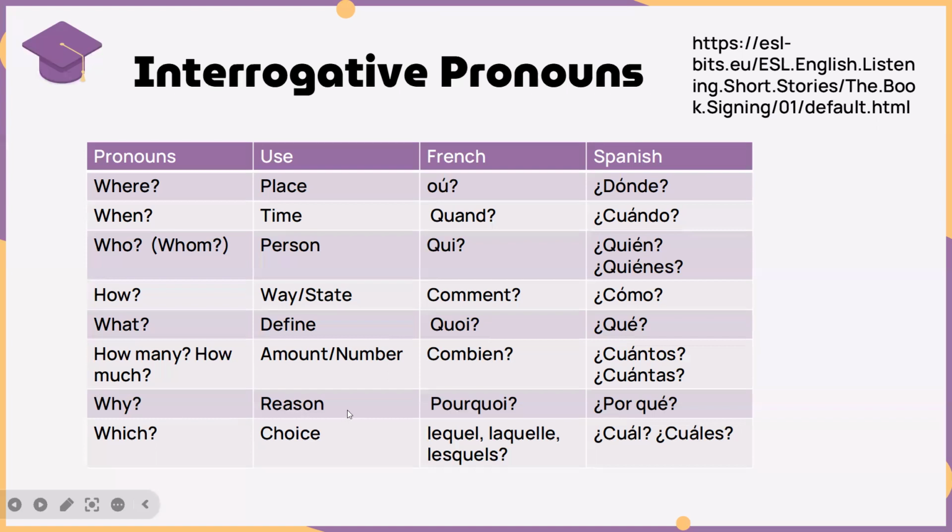Why is for the reason, which is for a choice, okay? So you can use these to guide you depending on what language you speak. Perfect. We will move on with the next part of the course in a moment.